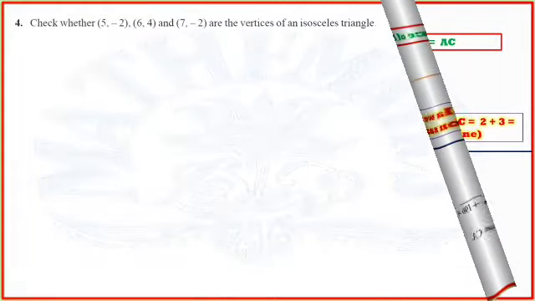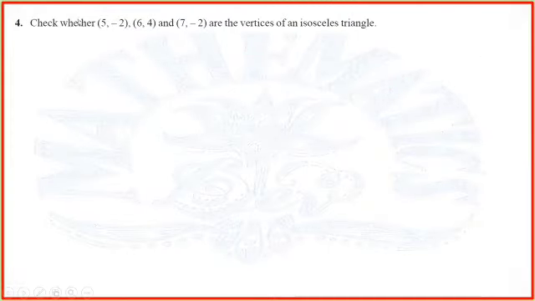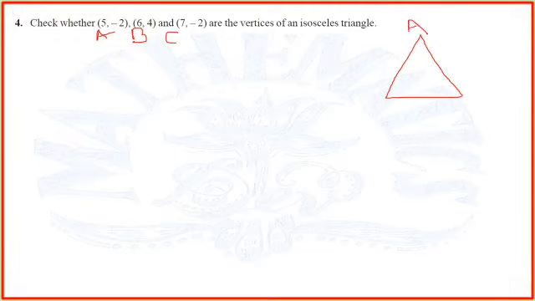Now the next question is question number 4. Check whether (5, -2), (6, 4) and the third coordinates (7, -2) are the vertices of an isosceles triangle. So suppose this is A, this point is B (6, 4), and then C is (7, -2). This way you just imagine that this is a triangle A, B and C.